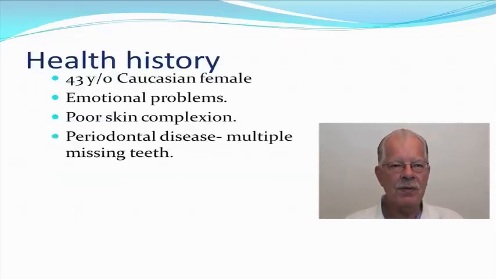The first patient was a 43-year-old Caucasian female. She was kind of a high-strung, emotional type of person and had a poor skin complexion and had periodontal disease, and we ended up taking out several teeth, and it was a very complex case. We did put implants in, and then we followed her very closely over the years.